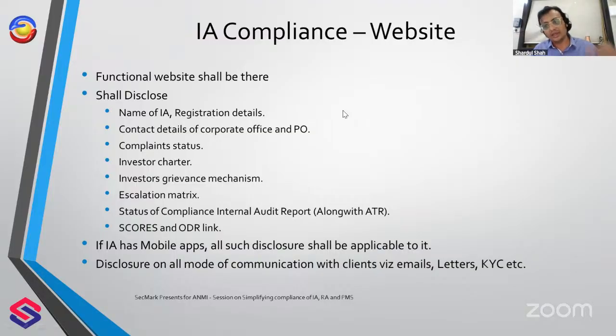So all those facts need to be hosted on the website of the investment advisor, and the investors, while visiting the website, should know what level of compliance the IA has, and based on that they will select an IA, whether to go ahead with this IA or not. And that is the core reason why SEBI is asking IAs to have all these facts hosted on their website. If an IA has a mobile app, then all such disclosures should be made in the mobile app as well.